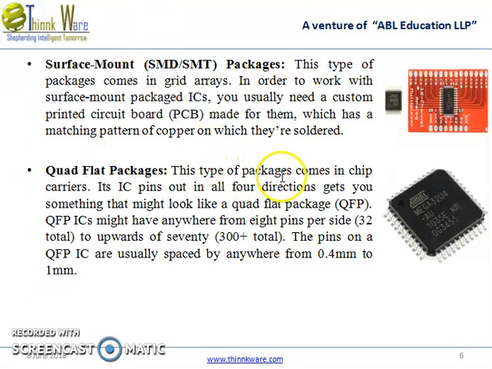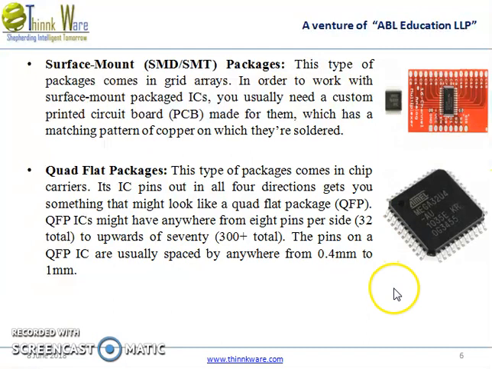Surface mount packages. This type of package comes in grid arrays. In order to work with surface mount packaged ICs, you usually need a custom printed board or a PCB made for them, which has a matching pattern of copper on which they are soldered.